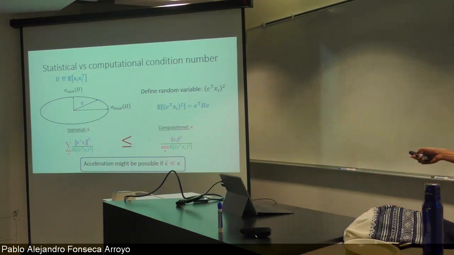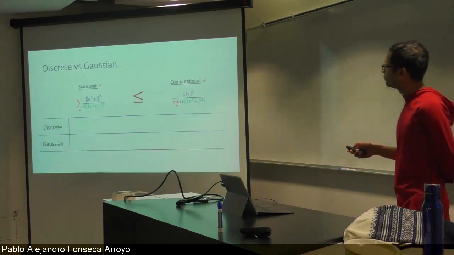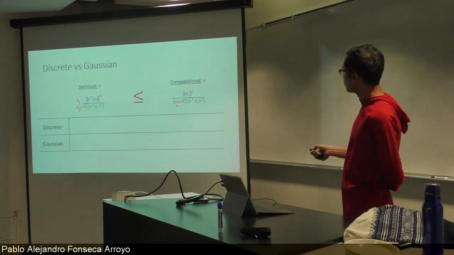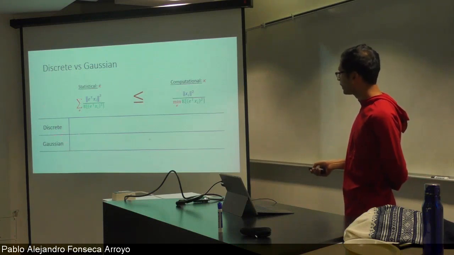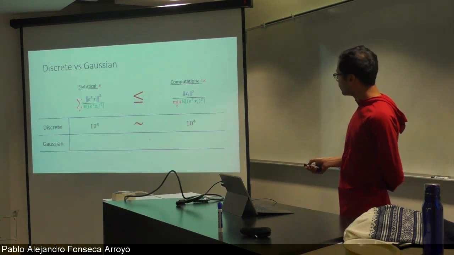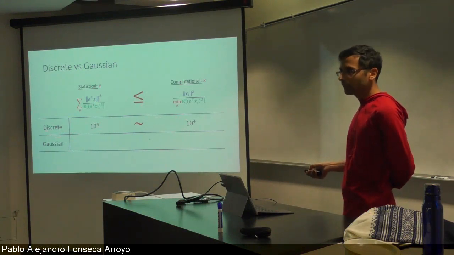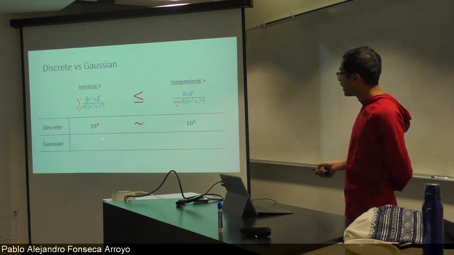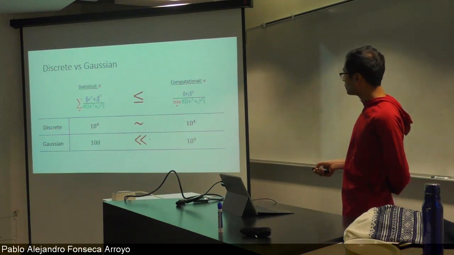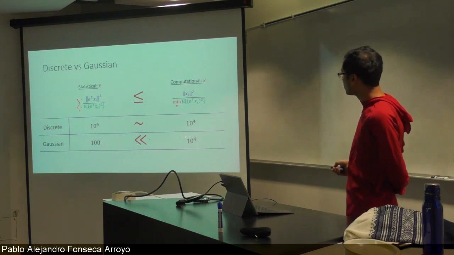Okay. So, what are the values of the statistical condition number and computational condition number in the discrete and Gaussian settings that we saw so far? In the discrete setting, both of them turn out to be of the same order. So, we do not expect any acceleration to happen. And in the Gaussian setting, the statistical condition number turns out to be about 100, whereas the computational condition number turns out to be of the order of 10 to the 4.